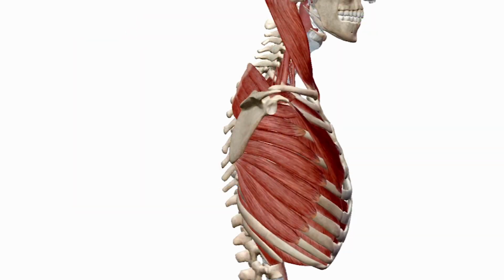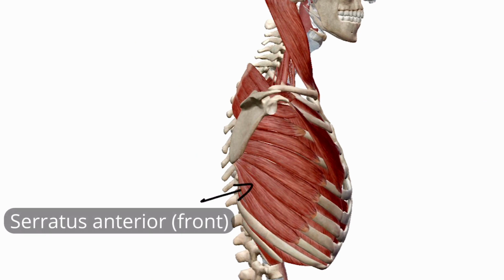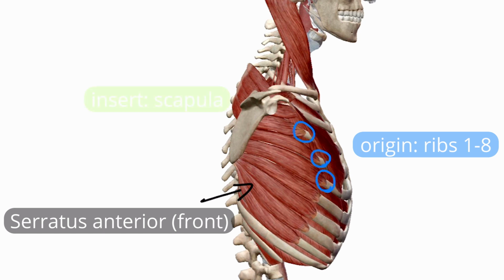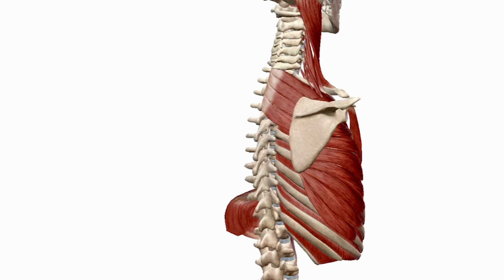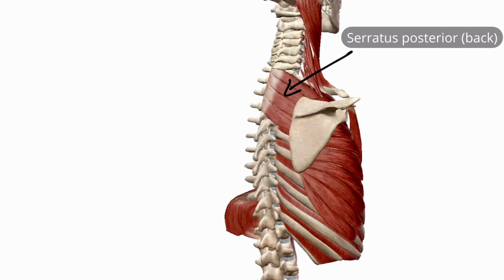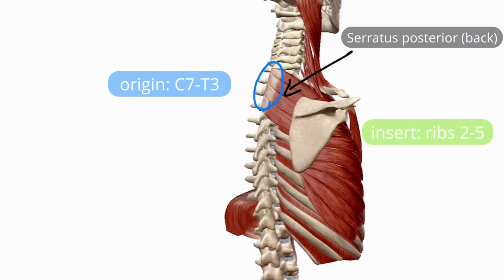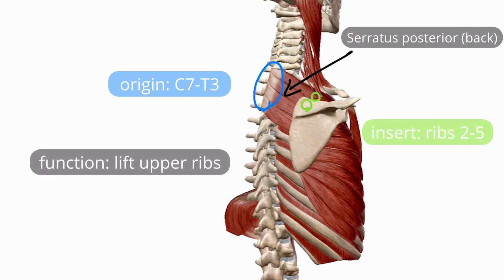The next set of muscles are the serratus anterior muscles. These are also paired. They originate on the outer side of the first 8 ribs and insert into the scapula. Their primary job is to protract the scapula, rotate it upward, and stabilize it. On the back body, we have the serratus posterior superior. It originates in several places here along the spine in these ligaments. It then inserts into the upper part of ribs 2 through 5. Its main function is to elevate the upper ribs.